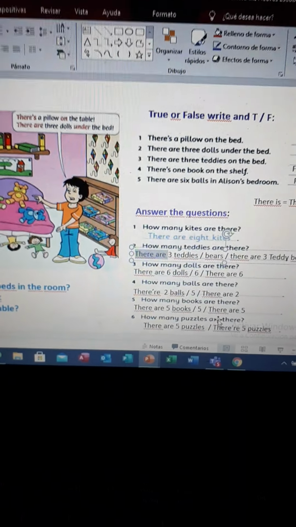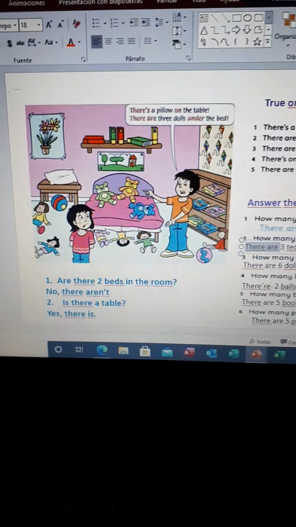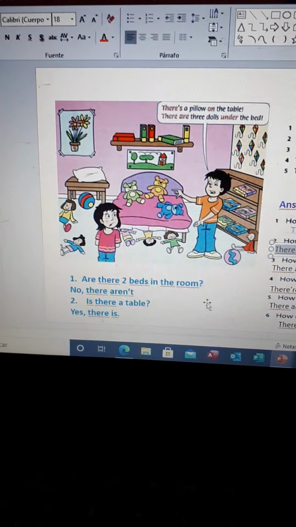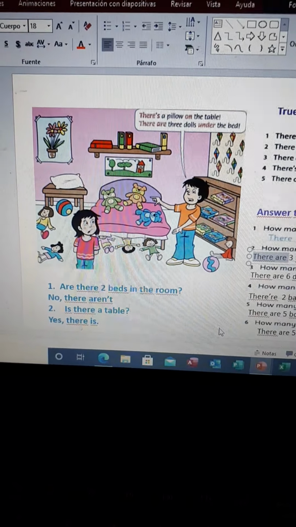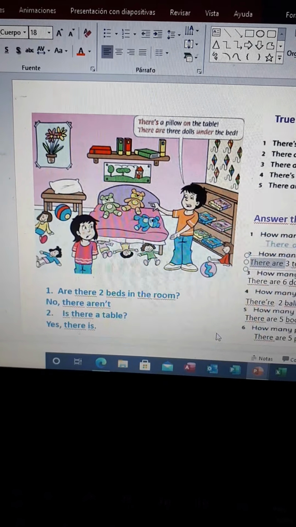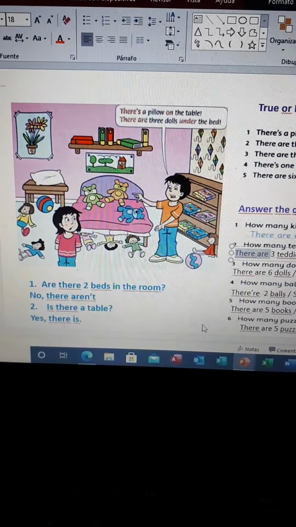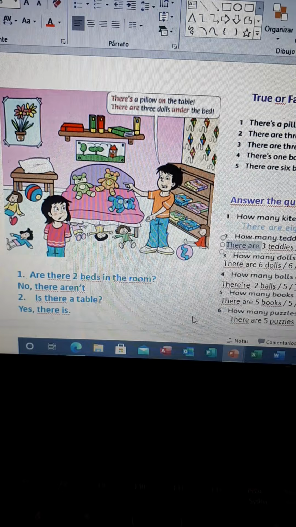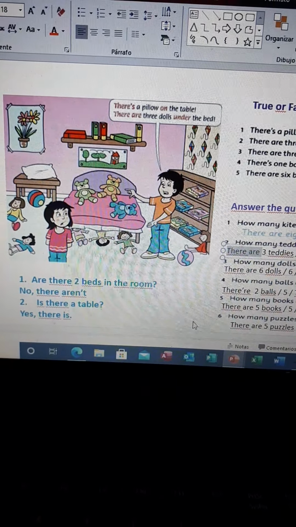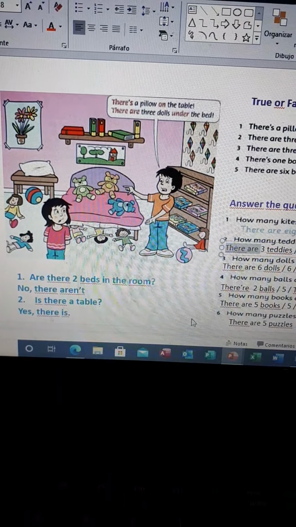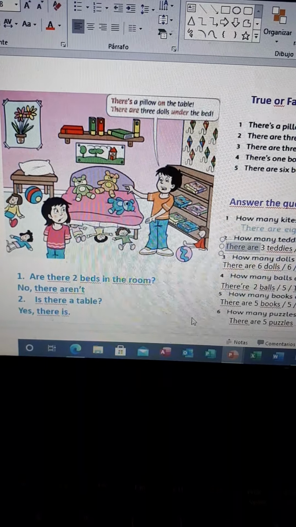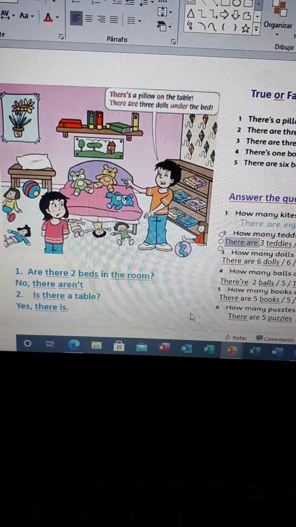Okay, so we can ask more questions. For example, we can say, how many pillows do we have? Well, there is just one. How many persons or how many kids or how many children do we have? There are two children or there are two kids. Or you can be more specific: there is one boy and one girl.